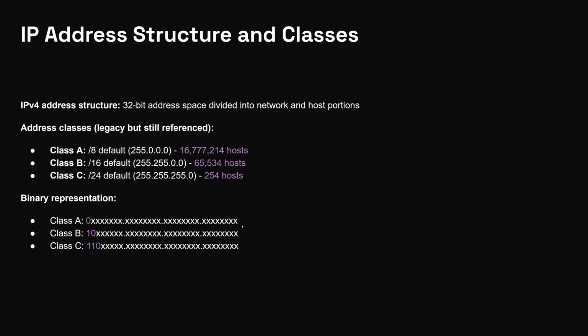A class B, you will see a 1 at the primary binary and then a 0 on the secondary. And then a class C, you'll see the first two starting binary numbers to be 1, with the third being a 0.